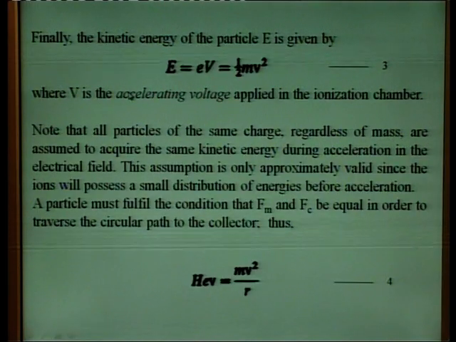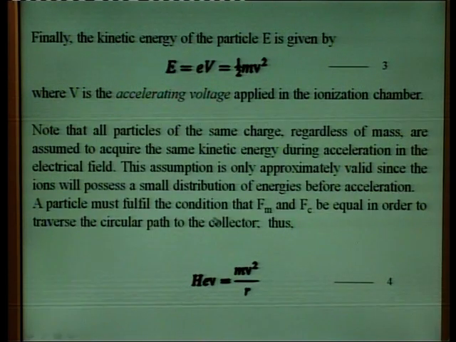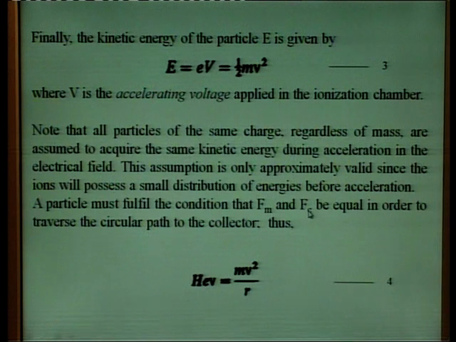So, the kinetic energy of the particle at any time is given by E = eV or half mv square. So, V is the accelerating voltage applied in the ionization chamber. Note that all these particles have the same charges regardless of the mass, and are assumed to acquire the same kinetic energy during the acceleration by the electric field. But this is not the case, because this is only an assumption, because most of the particles have different speeds and different energies. So, the particle must fulfill the condition that Fm must be equal to Fc.